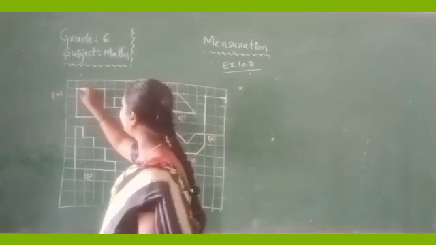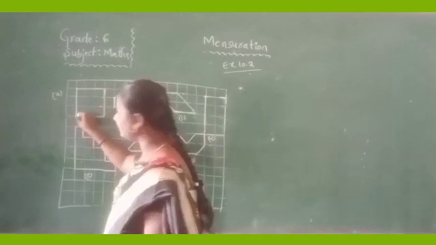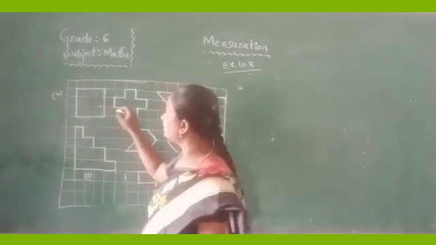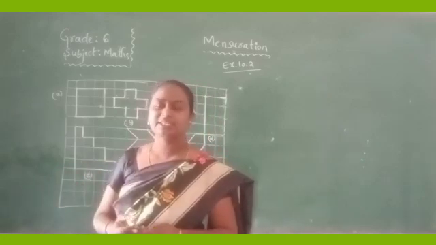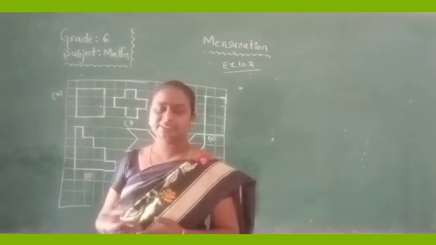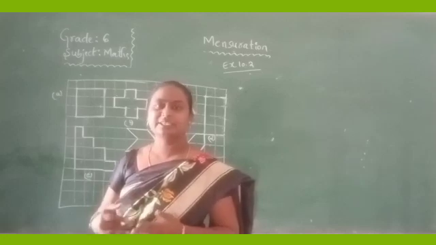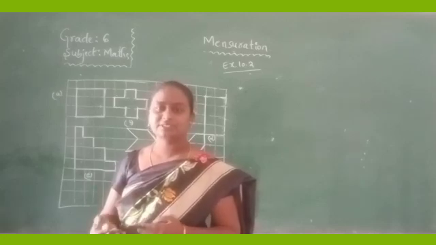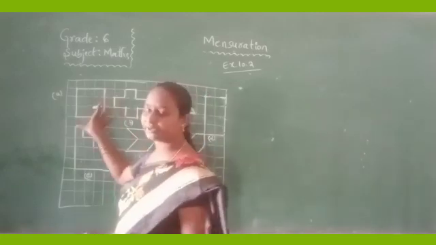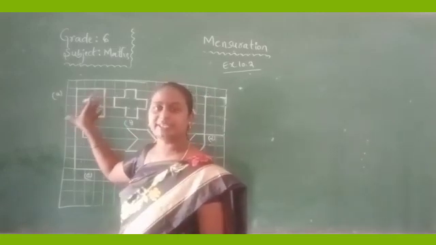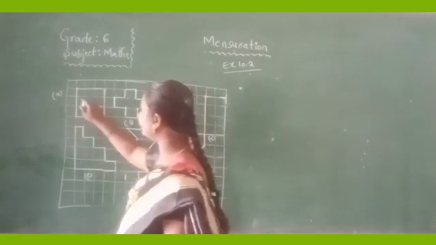So now I am finding the area of this figure. So what did I say? First take the full squares. If there are half squares, next take the half squares. If there is more than half. So after that, like that, one by one you count. By counting squares, we have to find the area here. Now I am counting here.